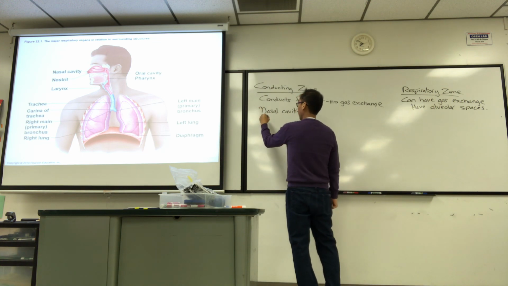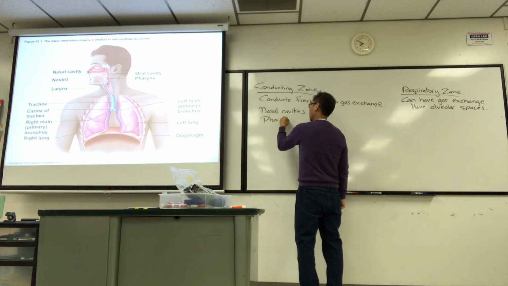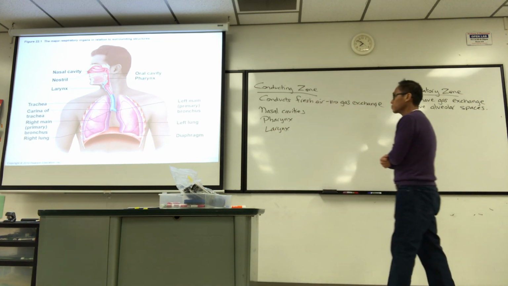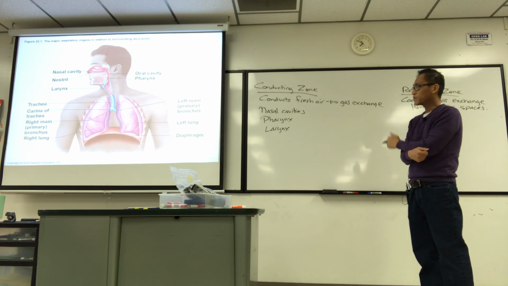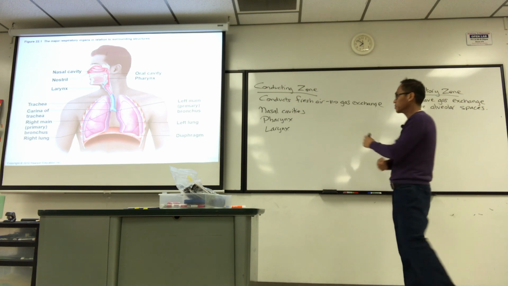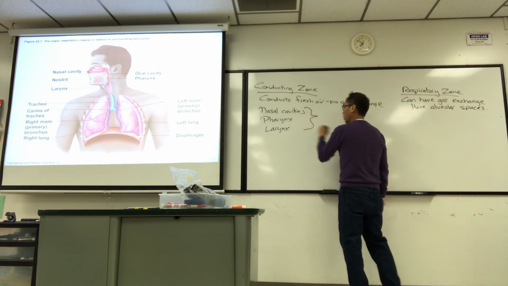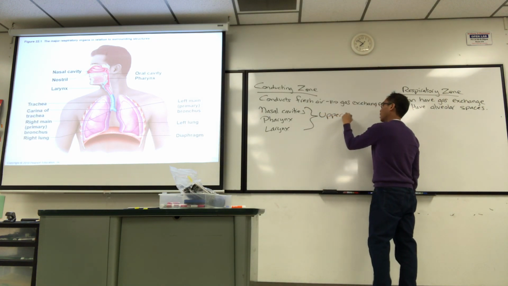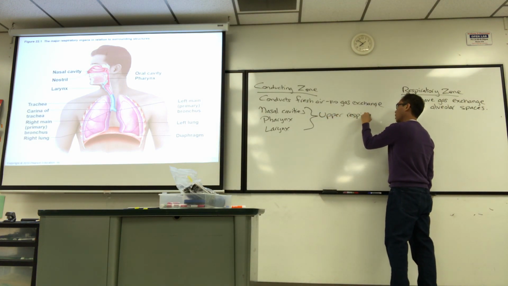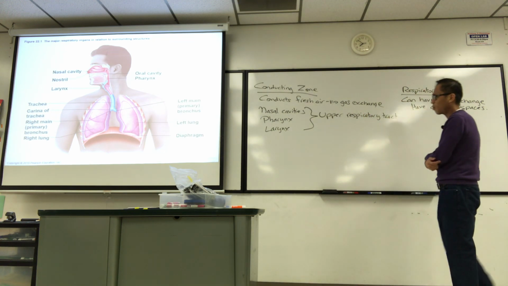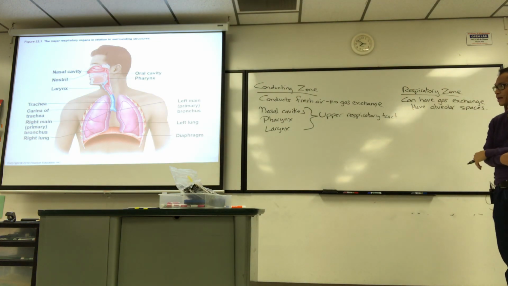You have the throat, the pharynx. You have the larynx. And usually the larynx is your throat, your voice box, and it's in your anterior neck. But these are considered the upper respiratory tract. Just to give you an overview, if you get a cold or sore throat, it's these structures that are affected. Then you have the trachea.